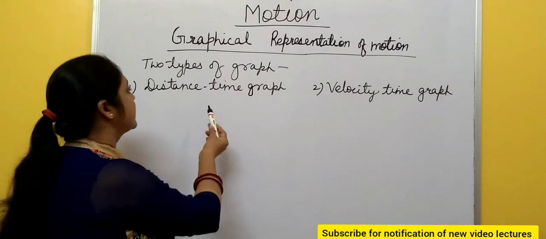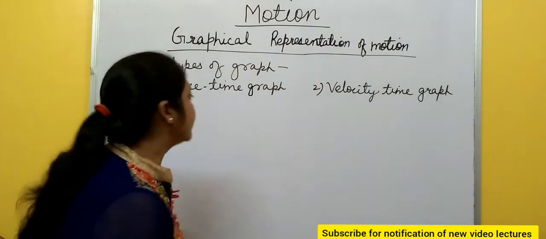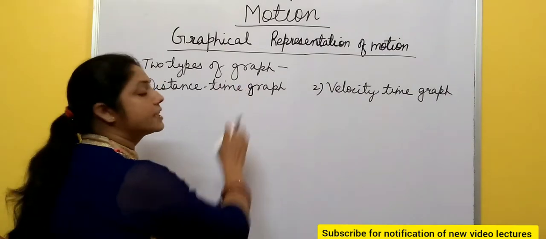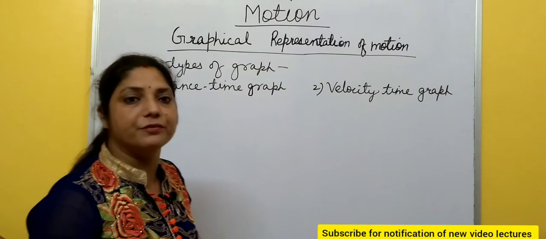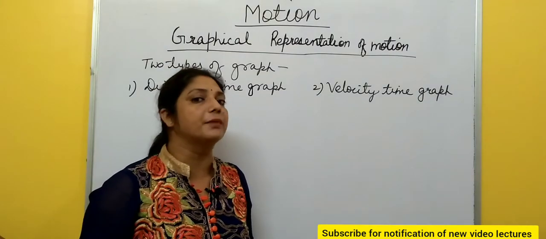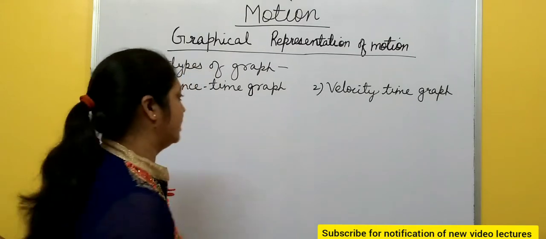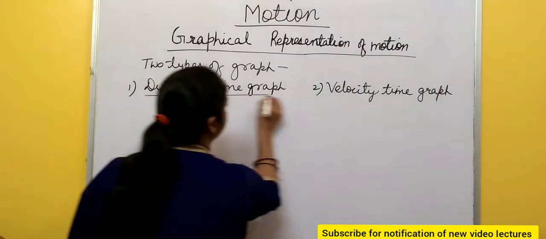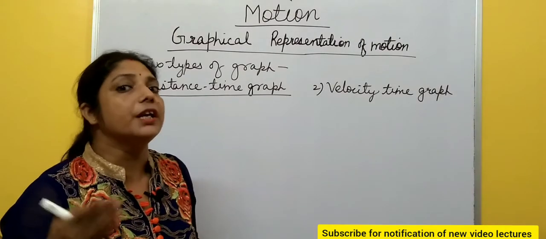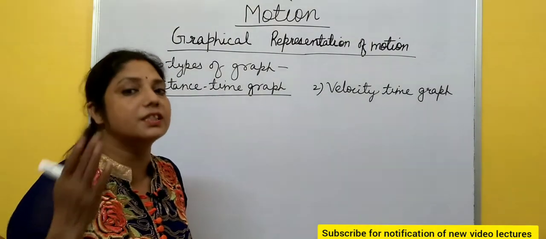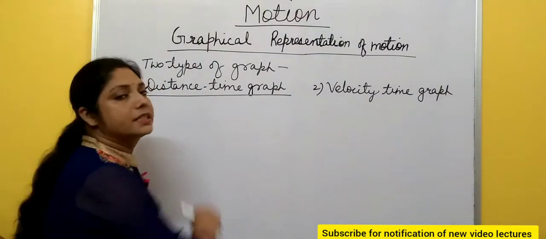Now, I am going to discuss these two types of graphs one by one. Let us first start with the distance time graph, or you can say displacement time graph. The only difference is that the distance time graph gives speed and the displacement time graph gives velocity. Okay, so let us start with the distance time graph. It means how the position of an object changes with time. This can be described with the help of the distance time graph.